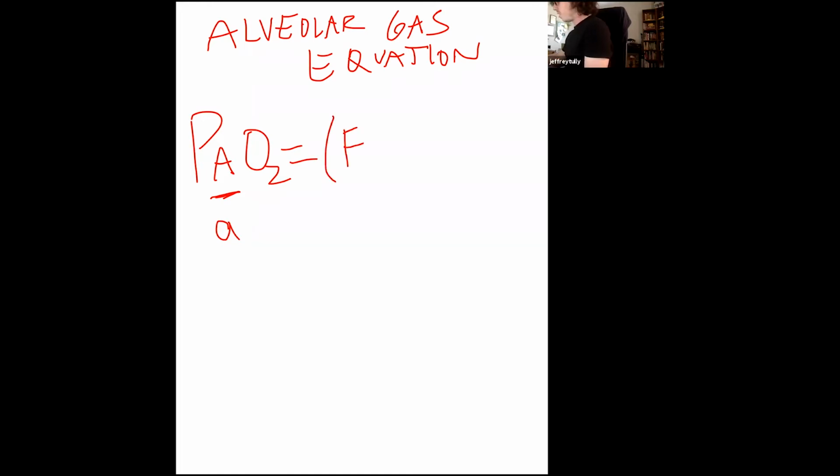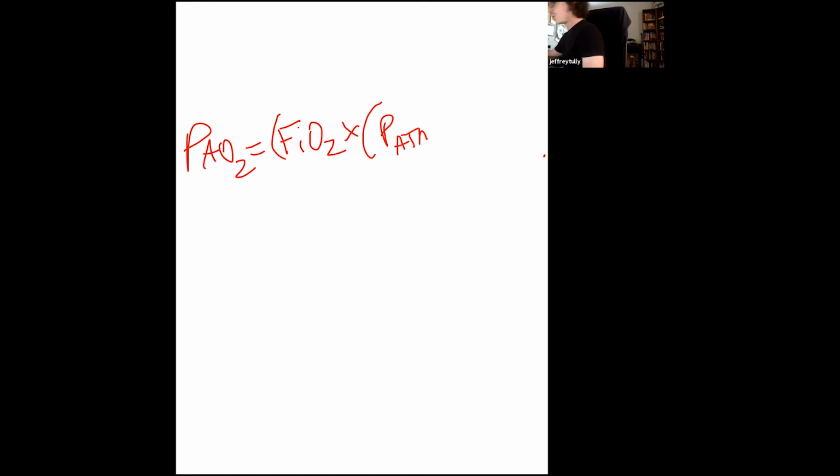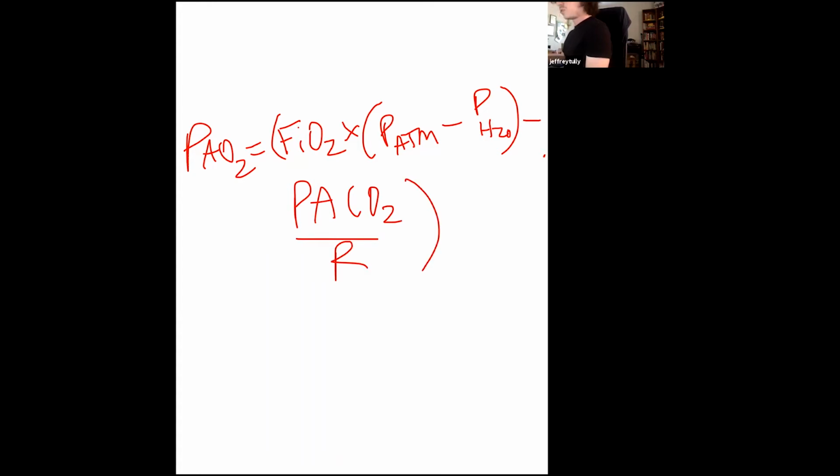That's equal to the FiO2, which means the fraction of inspired gas that is actually oxygen, times the atmospheric pressure, minus the ambient water pressure, minus a term that stands for essentially the amount of waste gas that the lung has to deal with as well. So R stands for respiratory quotient, which is not important, but is a metabolic term that is involved in the relationship with how we generate CO2.